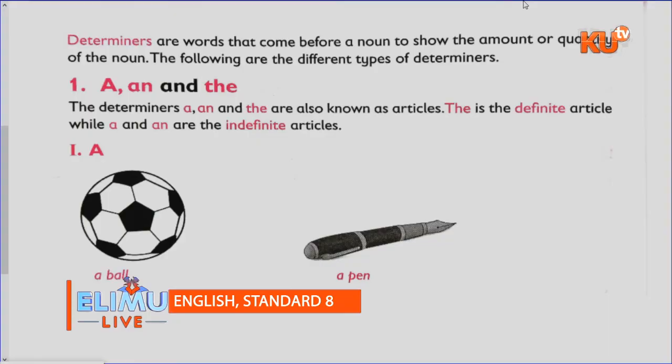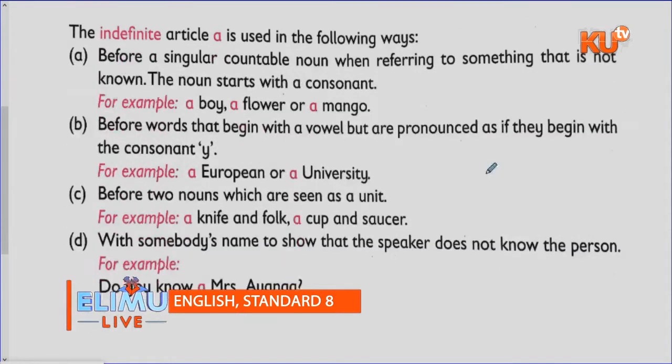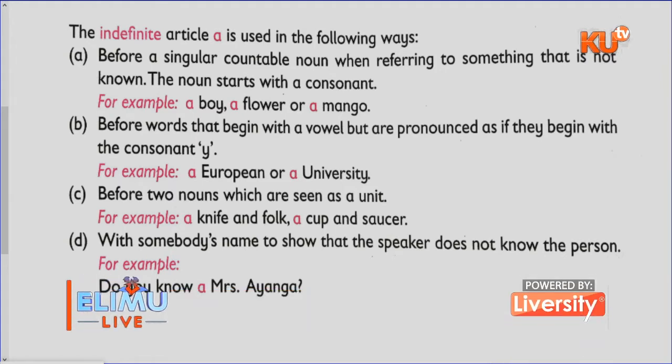So let me continue with my lesson. The indefinite article a is used in the following ways. First, before a singular countable noun, when referring to something that is not known, the noun starts with a consonant, but I would like to add something there. It is not just a consonant, but a consonant sound. A consonant sound.